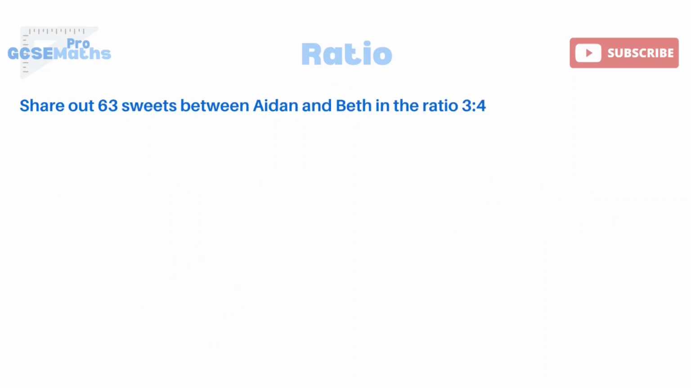So let's look at another one. It says, share out 63 sweets between Aidan and Beth in the ratio 3:4. So the first thing to note here is we've got some names now, 3:4. Who is who? You basically go with the order that they've been written.